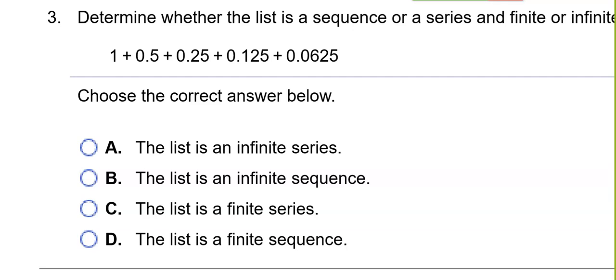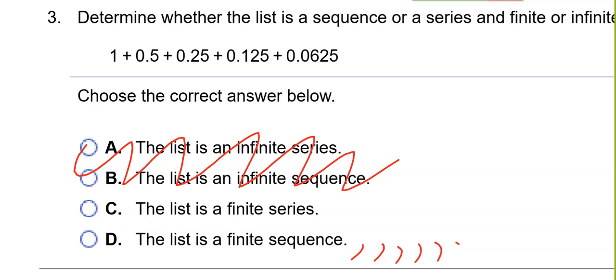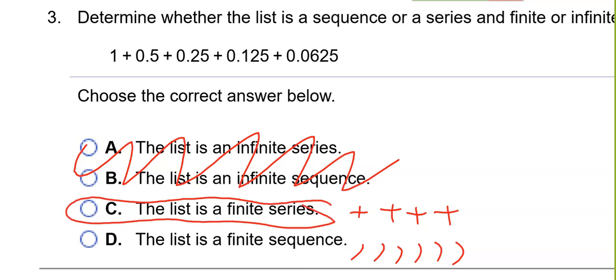Does this look like it's finite or infinite? Finite. So those two answers are ridiculous. Now, the next question is, is it a sequence or a series? A sequence has a bunch of commas in it. A series is when we add things together. So which one is it? Finite series. Correct. It is choice C, finite series.